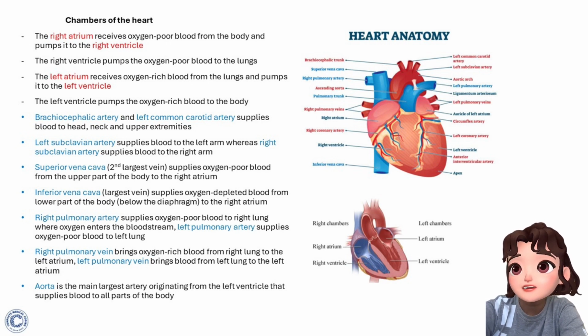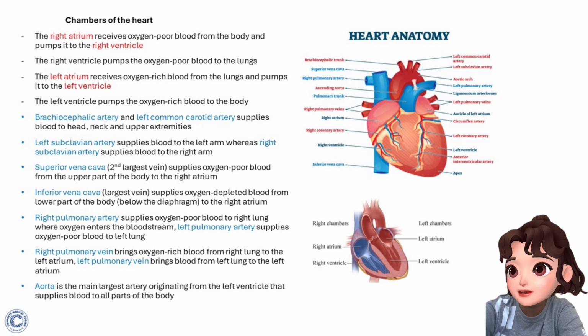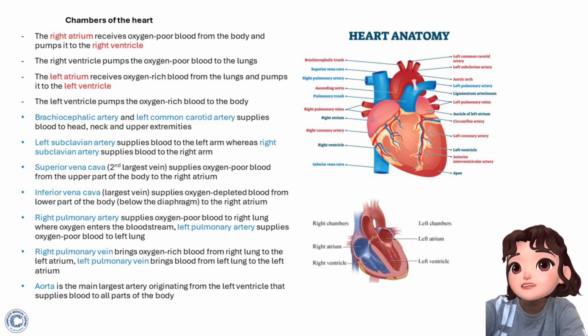Now, what are the functions of these chambers? The right atrium receives oxygen poor blood from the body and pumps it to the right ventricle. So the right chambers of the heart always supply oxygen poor, deoxygenated blood. And then the right ventricle pumps the oxygen poor blood to the lungs.